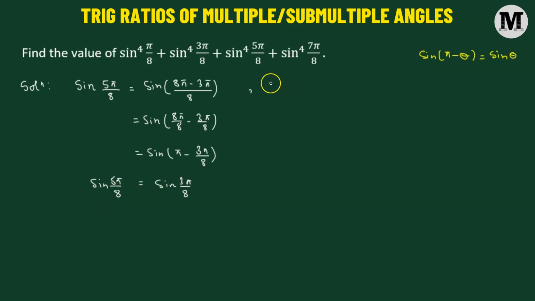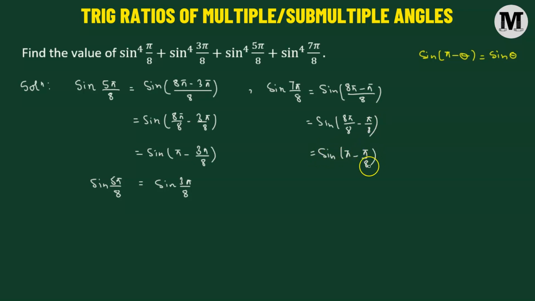Now coming to the fourth term, we'll start with sine 7 pi over 8. Here 7 pi can also be expressed as 8 pi minus pi, divided by 8, which will be equal to sine of 8 pi over 8 minus pi over 8. That's going to give us sine of pi minus pi over 8. Again we can use the same formula, so we're going to get sine pi over 8. This tells us that sine 7 pi over 8 is equivalent to sine pi over 8.